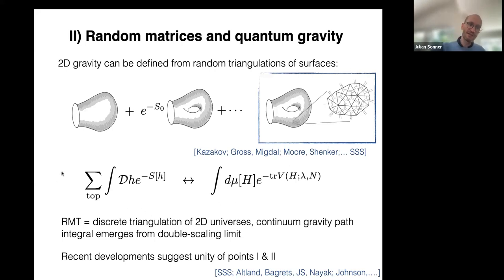And so the random matrix theory here gives you a discrete triangulation of these two-dimensional universes, and the continuum gravity path integral emerges from a limit, which basically makes this mesh infinitely fine, and the area per triangle scales at the same time, so that you get a finite continuum limit. Now, these two things were actually thought to be completely different points of view on matrix integrals. And one of the main points that I'm making today is that, in fact, in many interesting cases, they're exactly one and the same thing.